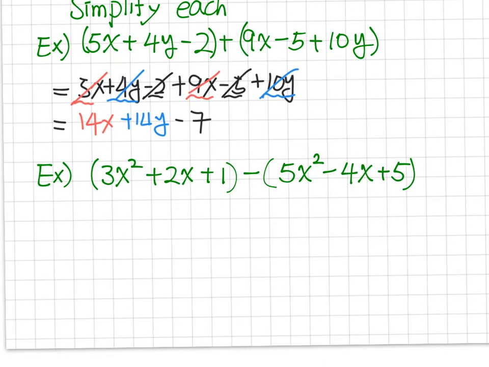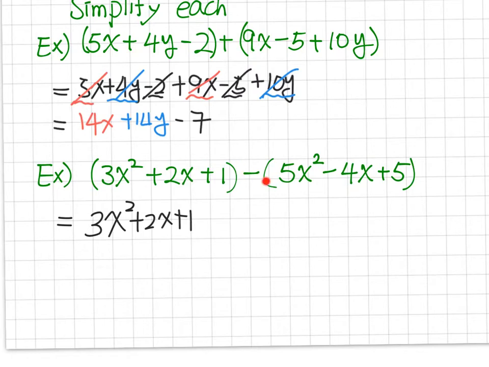So it's the same thing. We have open bracket 3x squared plus 2x plus 1 close bracket minus open bracket 5x squared minus 4x plus 5. If you take a look at the first part, we don't have any brackets, we don't have any signs in the front. That means it's positive in the front, we just don't write it. So then all you need to do is simply copy that again without any brackets. So it is 3x squared plus 2x plus 1.